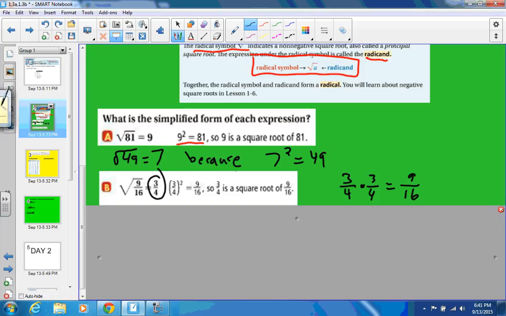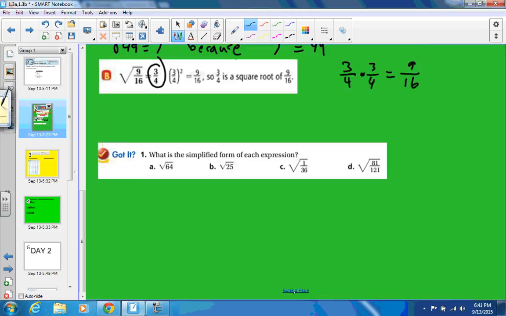Okay, I'm going to give you a couple examples here to do on your own. So if you want to pause it and try to work these out, see what you remember. I'm going to ask you one in a question here just in a moment. So there you go. A, B, C, and D. A is the square root of 64. B is the square root of 25. C, what's the square root of 36? And D, what's the square root of 81 over 121? Okay, go.